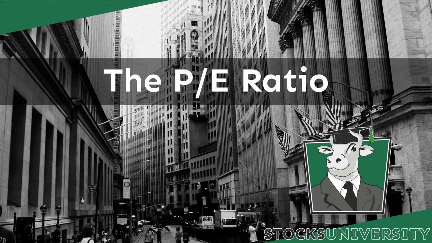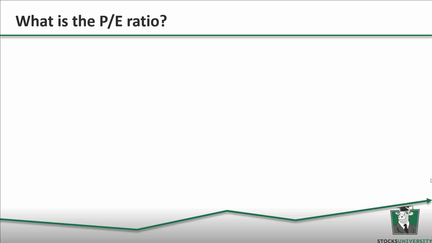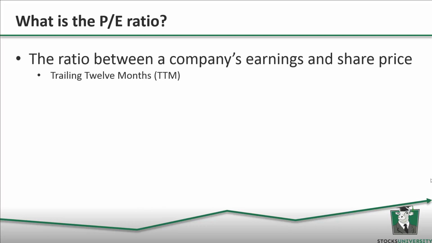In this video, I want to go over one of the most widely used valuation ratios, the PE ratio. We'll cover what it is, its advantages and disadvantages. Simply put, the PE ratio is the ratio between a company's earnings and its share price. The most common way to calculate it is to take the earnings of the past 12 months, the trailing 12-month earnings, often abbreviated as TTM.